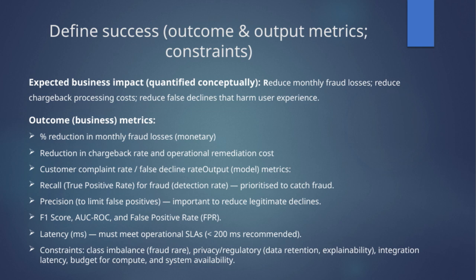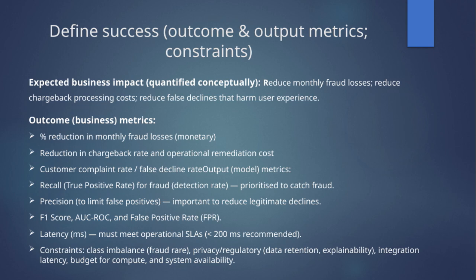Moving to the outcome metrics, we're looking at the percentage reduction in monthly fraud losses, so how much we're actually saving in monetary terms. We also want to see a decrease in our chargeback rate and the associated operational remediation costs. And of course, we monitor customer complaint rates and false decline rates to ensure we're not harming our users.